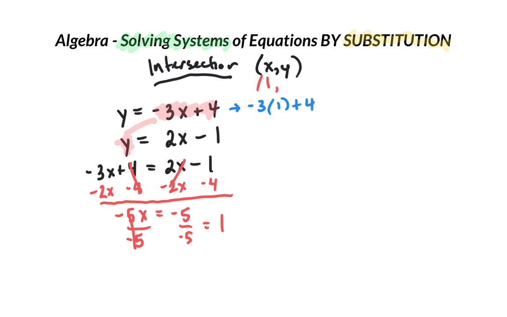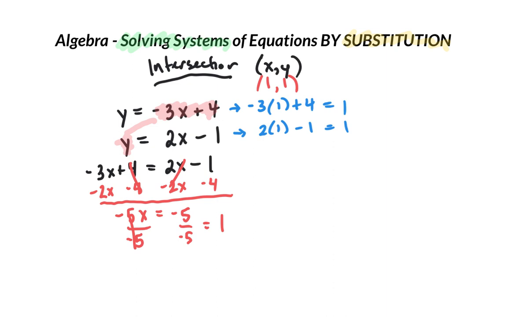Negative 3 times 1 is negative 3, plus 4 is 1. That is also then my y-coordinate. And let me just show you, if you plug that into the second one instead, which actually isn't a bad way to check your work to make sure that you got it right. It's the same, so the y is the same for both.